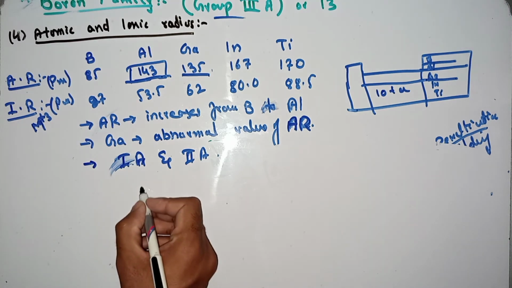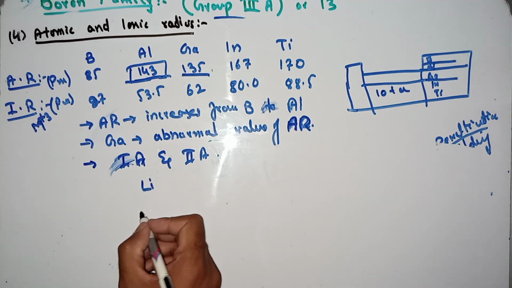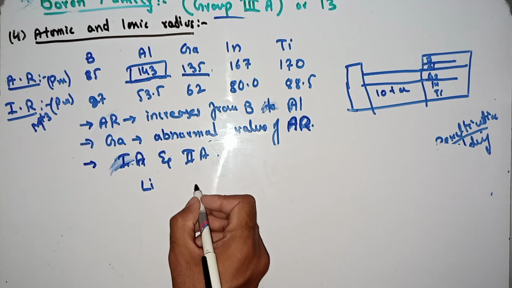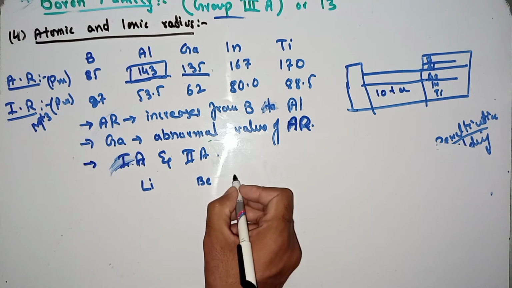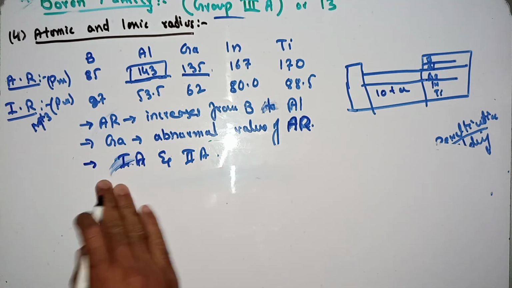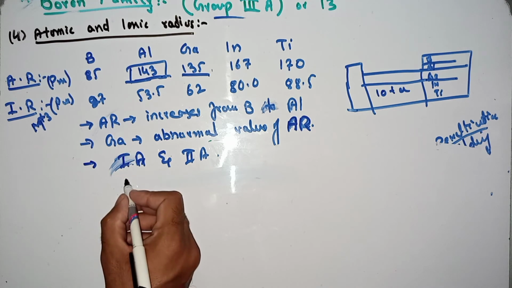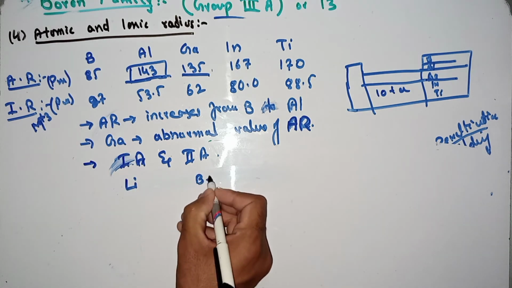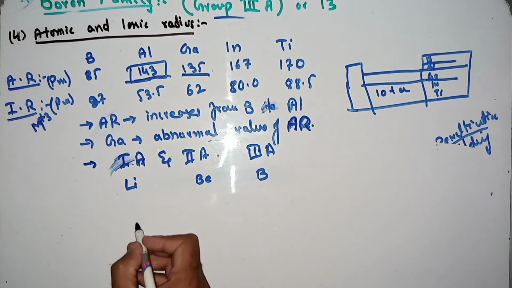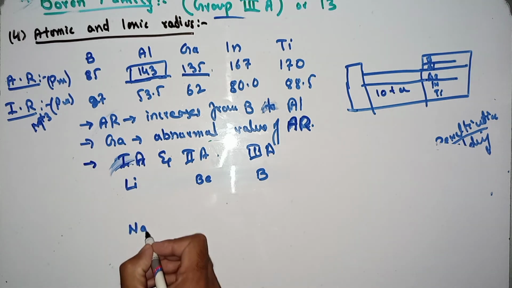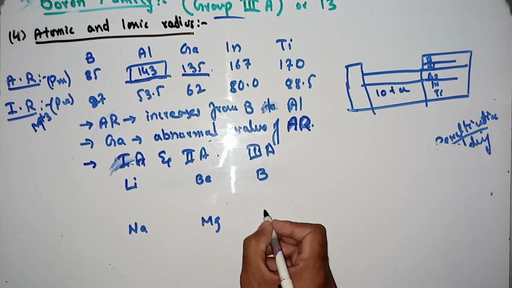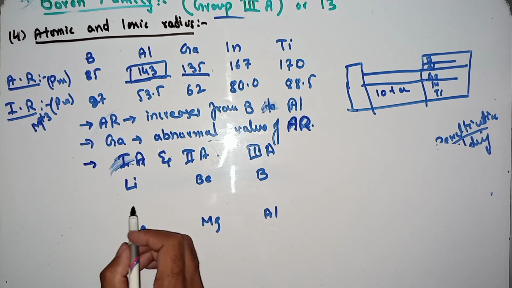What is the reason behind this? Let's suppose lithium, beryllium, boron. Lithium is the first group, beryllium is group second, and boron is group third. Similarly, in the third period, sodium is in the first group, magnesium in the second group, and aluminium in the third group. So let's suppose their sizes, their atomic radii.